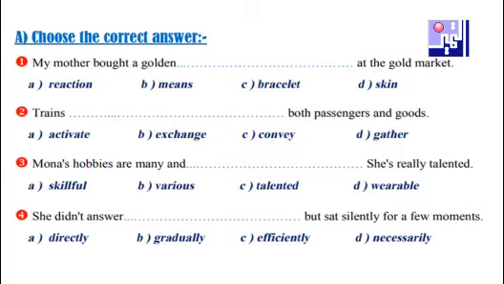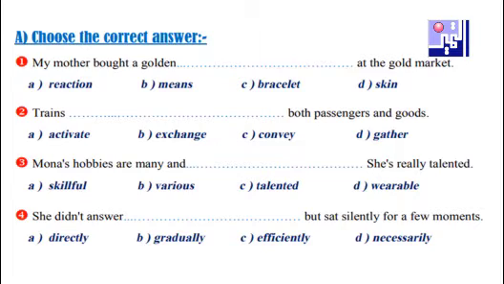The first one, my mother bought a golden blank at the gold market. So my mother bought what? So something that we buy. Reaction, means, bracelet, skin. Guess what? That's right, bracelet, because golden bracelet. So when we buy something from the gold market, this is called a golden bracelet.